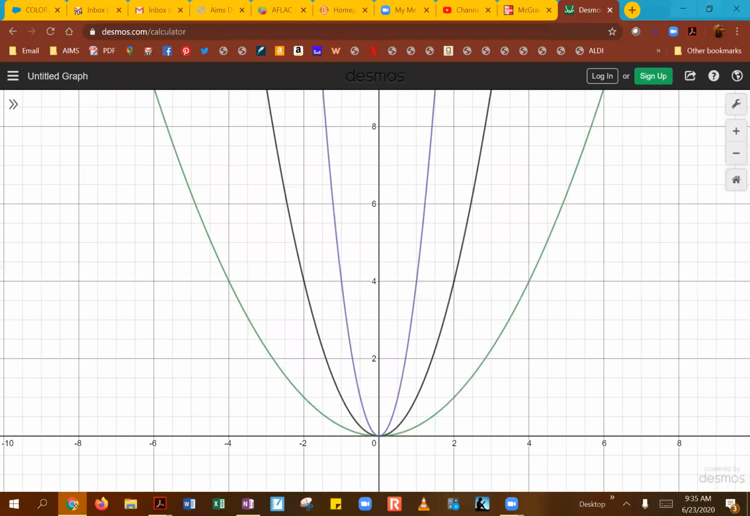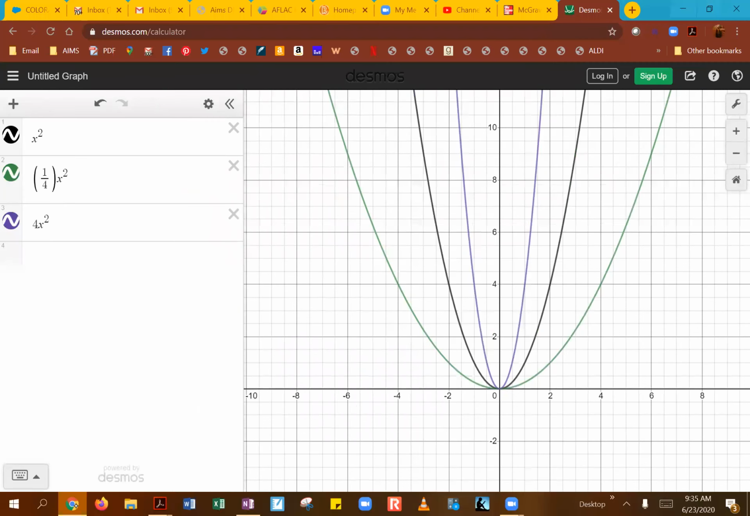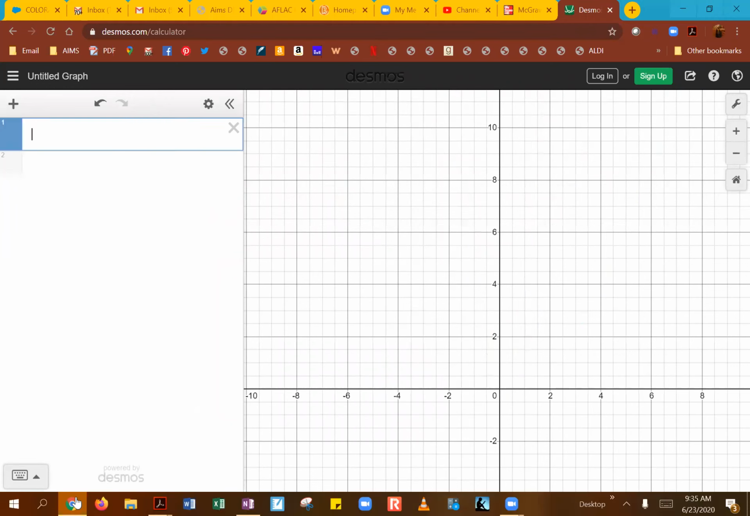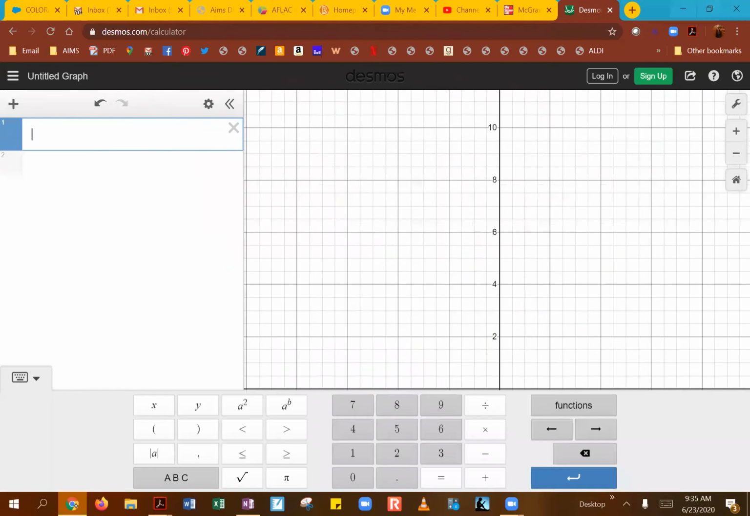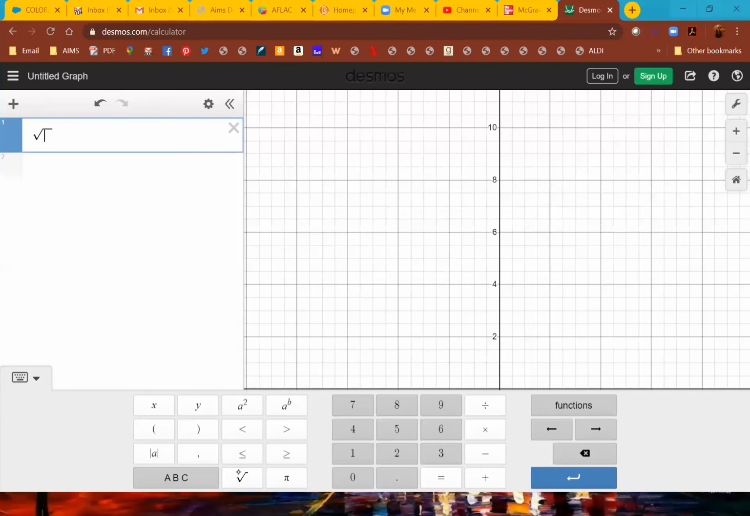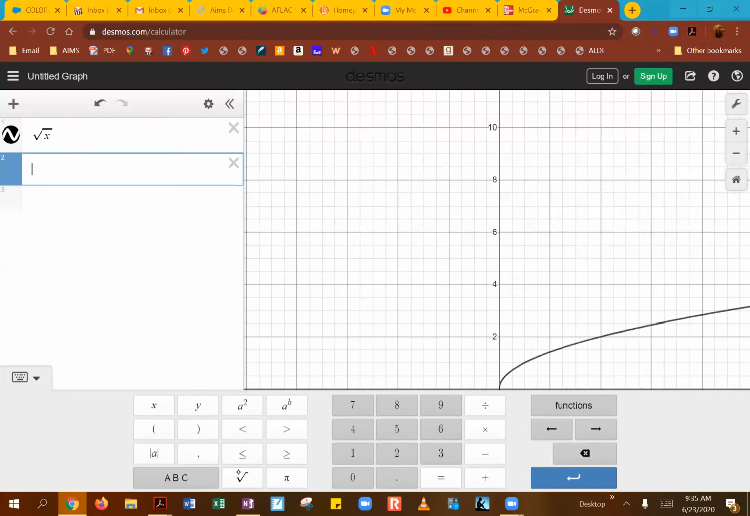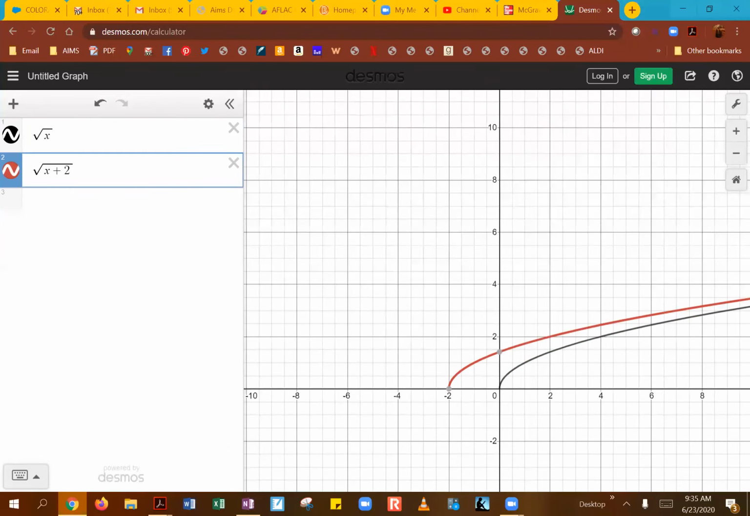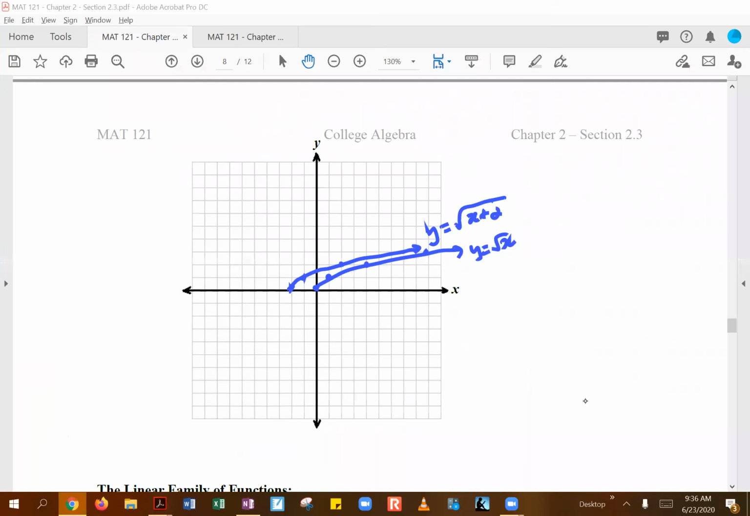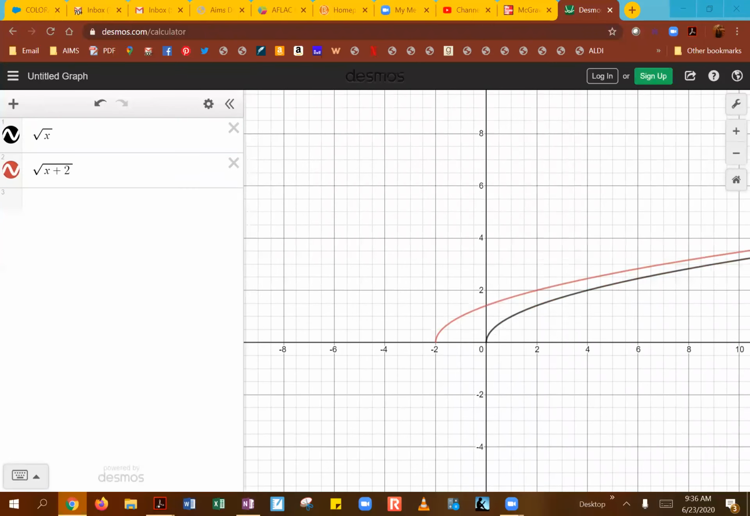Okay, and let me show you the little transformation that happens here. So we're doing square root of x, square root of x plus 2. You can see the black is the original graph and the red is just that graph being moved 2 units to the left. Okay, then we were doing reflection after that.